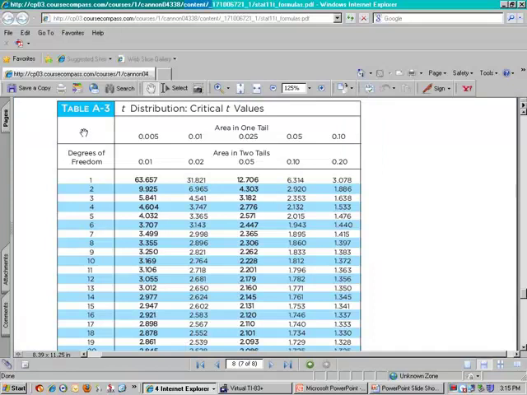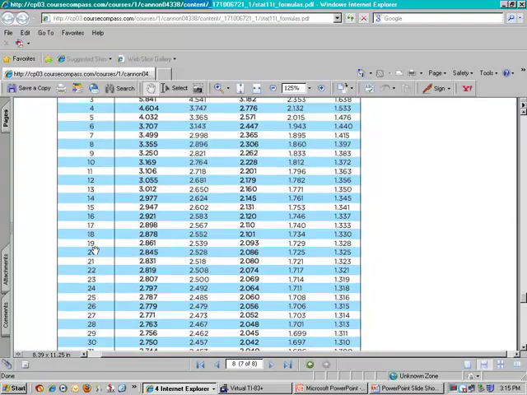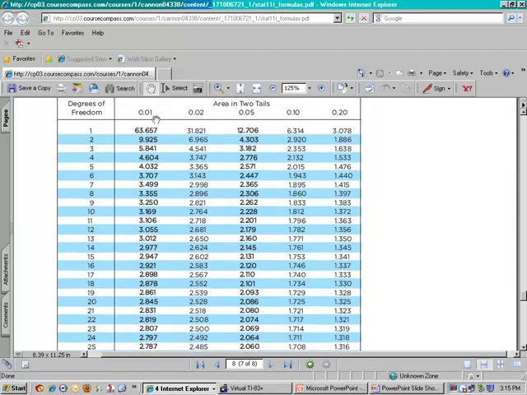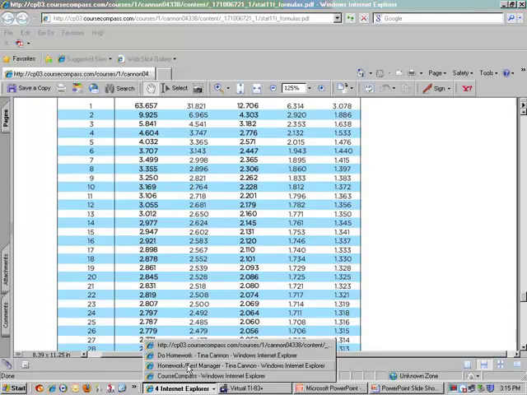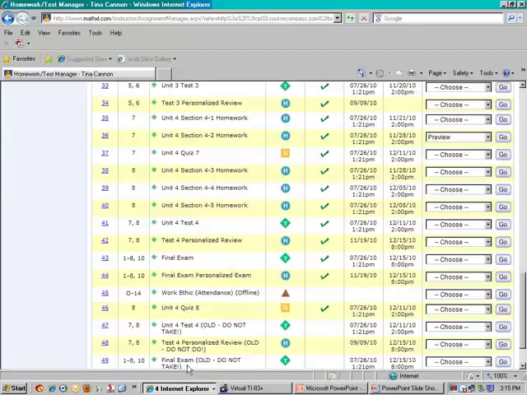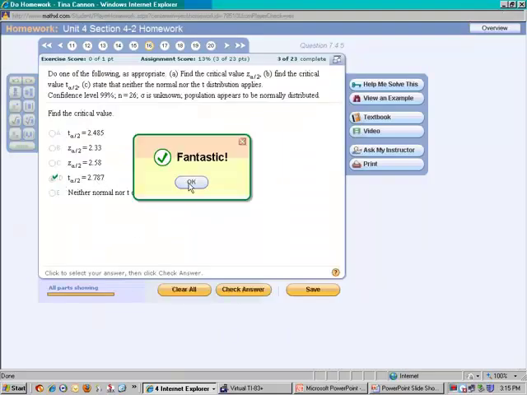and we're looking at 25 degrees of freedom. That's right there. And then I need to look at the top and find area in two tails is 1%. So notice the t that I'm using is 2.787. There's our t. Check the answer, and it's correct.